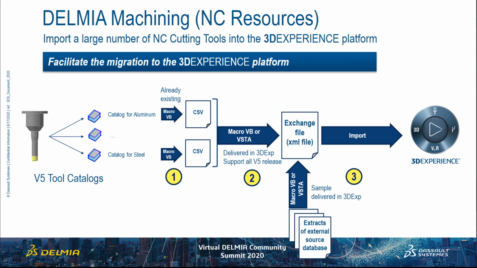So as you can see here, in V5, the geometrical definition of the cutting tool, depending on the type of material it's going to be used on, will have different feeds and speeds, cutting conditions, and cutting parameters defined. And these were saved in different catalogs. Now this macro here would convert those catalogs into CSV files, and this is a new enhancement. This macro here, again delivered on the installation today, would convert those CSV files into an exchange file, and then that could be imported into the 3D Experience platform.